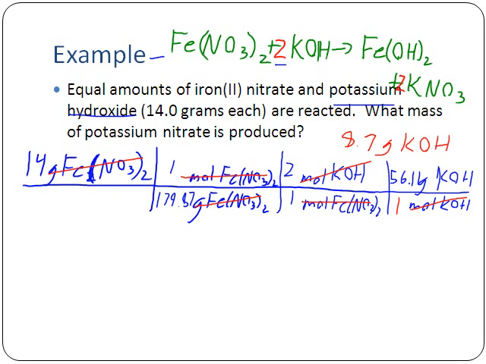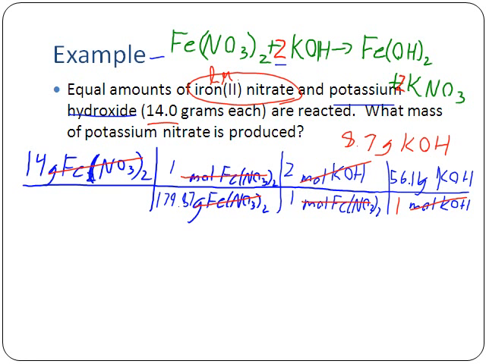So let's take a look. To use up all of the iron 2 nitrate, we need 8.7 grams of potassium hydroxide. We have how much potassium hydroxide available? 14 grams. So that means there's extra potassium hydroxide available. The potassium hydroxide is in excess, so therefore the limiting reagent must be the iron 2 nitrate. So we have found our limiting reagent.